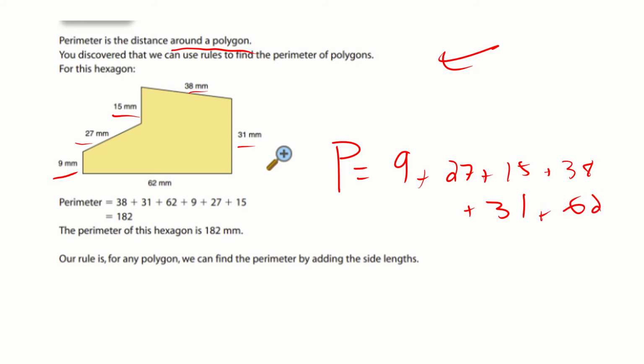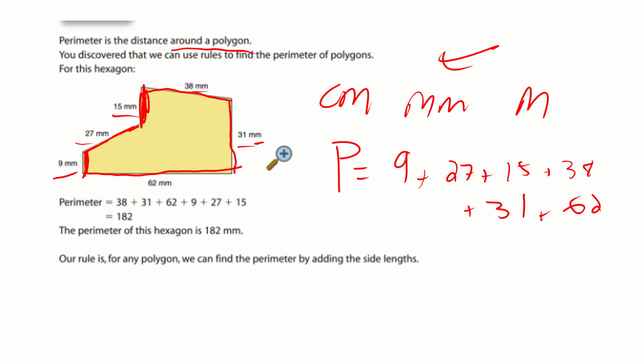Plus 62. What this is saying is that this side is 27 millimeters, this side is 15 millimeters, this is 38 millimeters, this is 31 millimeters, this is 62 millimeters, and this is 9. It's all in millimeters. The units you'll use mainly with your perimeter are centimeters, millimeters, and meters. So here, the perimeter of this hexagon is 182 millimeters.